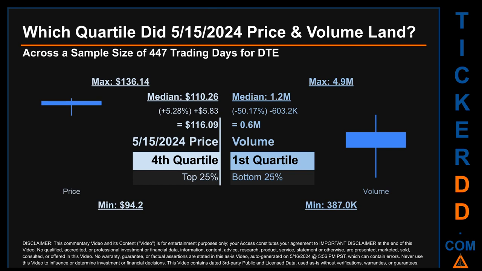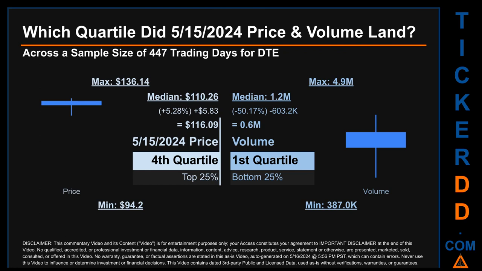Which quartile did May 15, 2024 price and volume land? Across a sample size of 447 trading days, the maximum end-of-day price for DTE was $136.14 while the minimum was $94.20. Within that price range, May 15, 2024 price of $116.09 landed within the fourth quartile, meaning that it was within the top 25% of all sampled end-of-day prices.